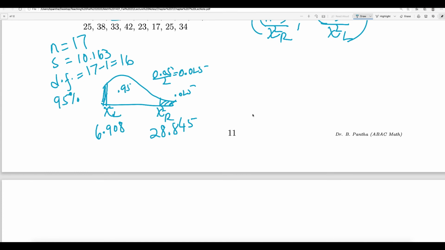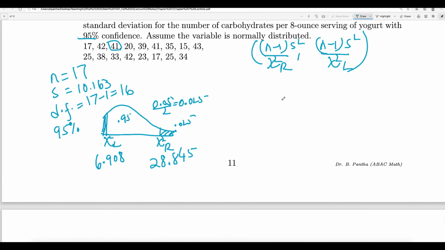Now plug in these values in your formula. So N is 17 minus 1 is 16, times S square is 10.163 square, over chi-square right. You don't have to square the chi-square. The notation is chi-square, so you don't square it. You just write that value. The notation itself is chi-square. You are not squaring anything. It is just a notation. It is 28.845. That is the left value.